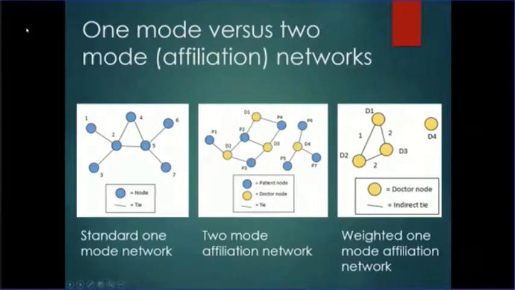And so what you can then do is convert this into a weighted one-mode affiliation network, which is what we did. And so now you have essentially co-prescription ties between two doctors, and those are weighted by the number of common patients that they have, or the number of patients that they both prescribed these controlled substances to.